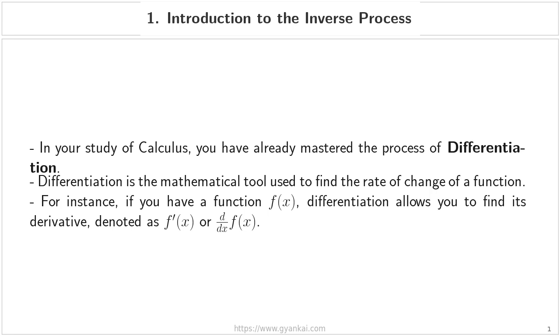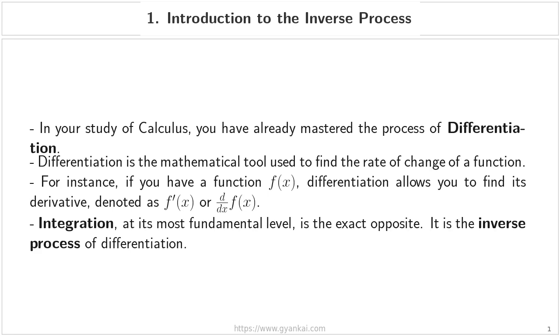Now, let's break down that notation. f of x simply represents a function with x as the input. f prime of x is the standard notation for the derivative of the function f of x, and df over dx is another way to write the same derivative, emphasizing that we're looking at the change in f of x with respect to a tiny change in x. Now here's where things get interesting.